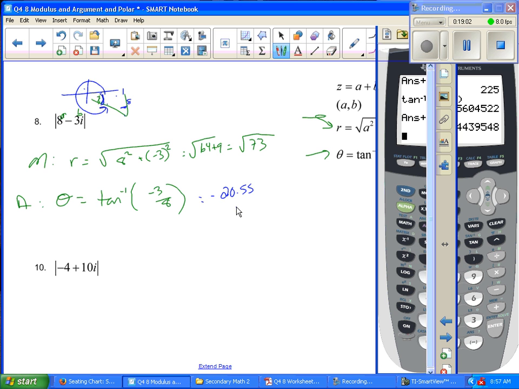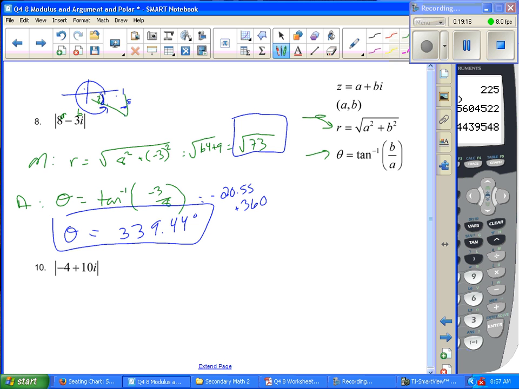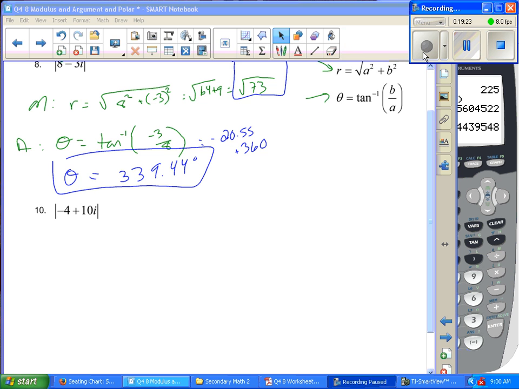So my argument is 339.44 degrees. There's my answer for my argument. There's my answer for my modulus. Okay, I want you guys to try number 10 first, and then I will work it out after you've had a chance to try it on your own.